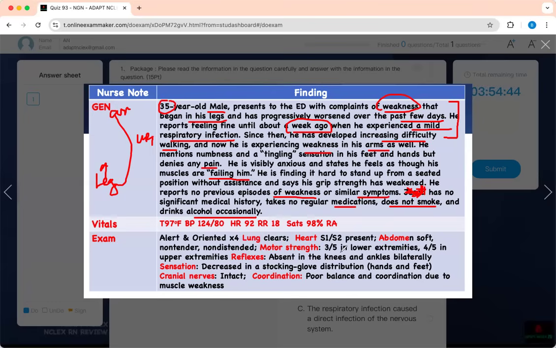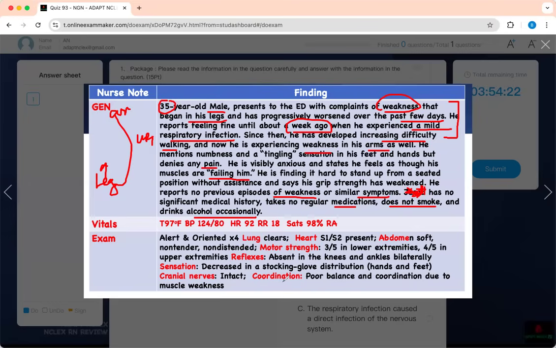Motor exam: strength is decreased, 3 out of 5 in the lower extremities and 4 out of 5 in the upper extremities. There are no reflexes in his knee. This is just confirmation. There's a decrease, basically a loss of sensation, in the hands and feet. Cranial nerves are intact. His coordination is poor, due to weakness.